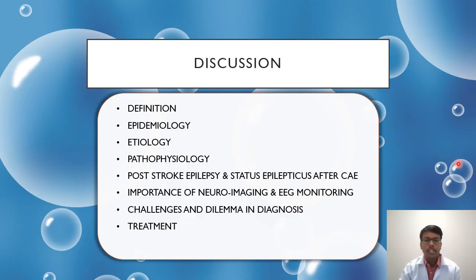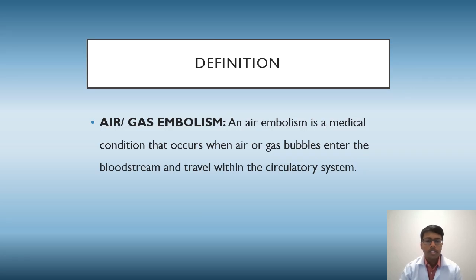Coming to the discussion, this is the table of contents that we are going to discuss. First, the definition: air or gas embolism is a medical condition that occurs when air or gas bubbles enter the bloodstream and travel within the circulatory system.